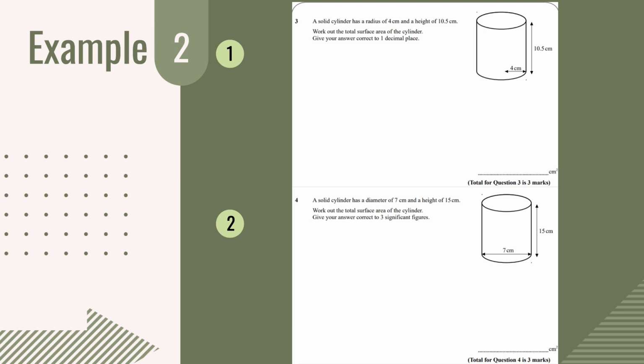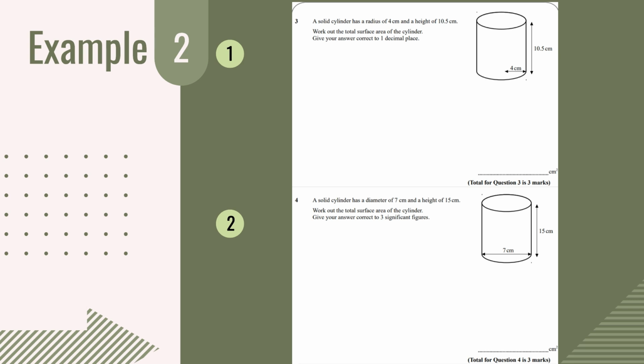Have a go, pause the video, and unpause when you've done. So, in our first question, it says a solid cylinder has a radius of 4 cm and a height of 10.5 cm. We are asked to work out the total surface area of the cylinder and to give your answer correct to one decimal place.